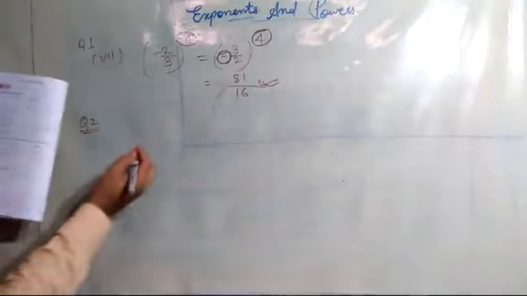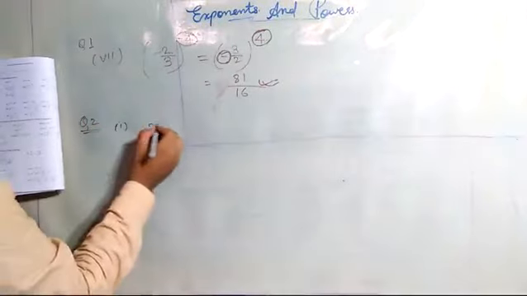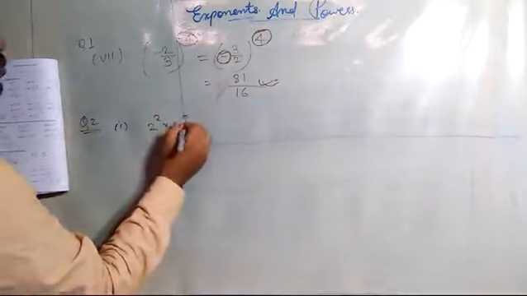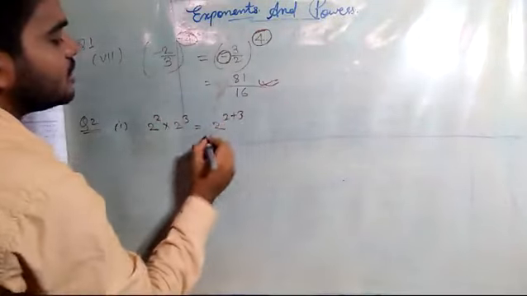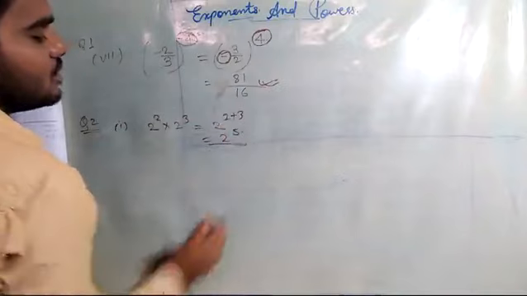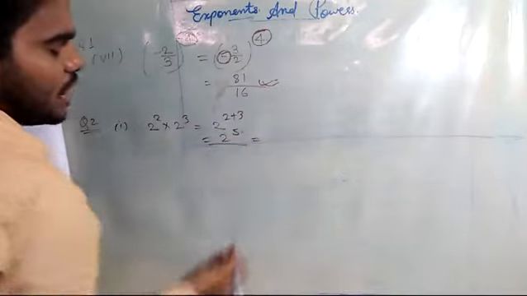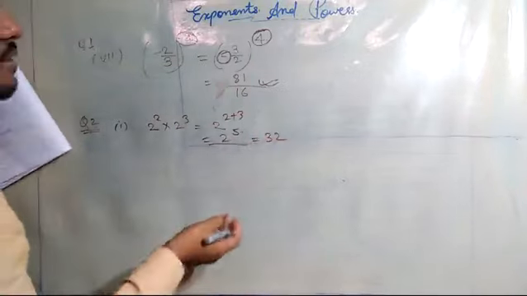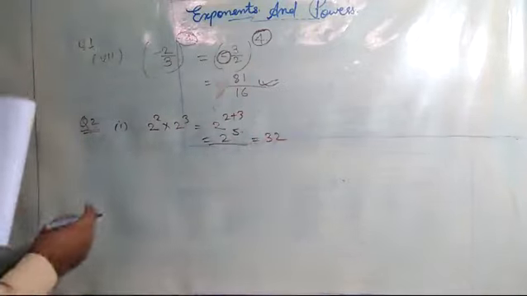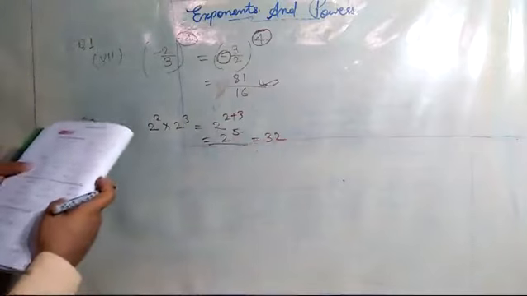Question number 2, evaluate. They are saying 2 raised to the power 2 multiplied with 2 raised to the power 3. Bases are the same, so you can write 2 raised to the power 2 plus 3. That means 2 raised to the power 5. This is your answer. Or if you want to expand, you can write 2 raised to the power 5 is 32.